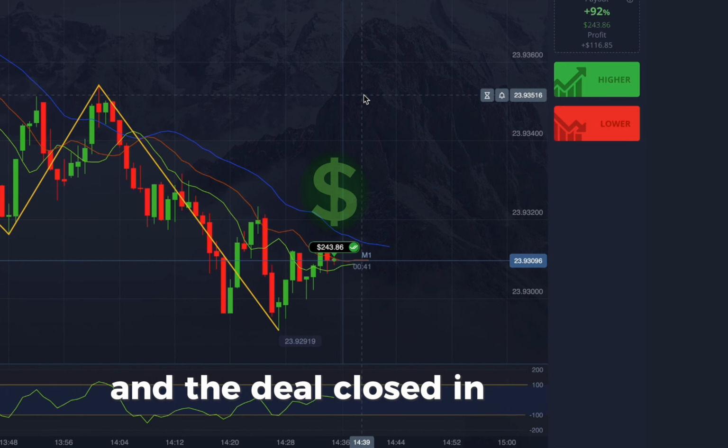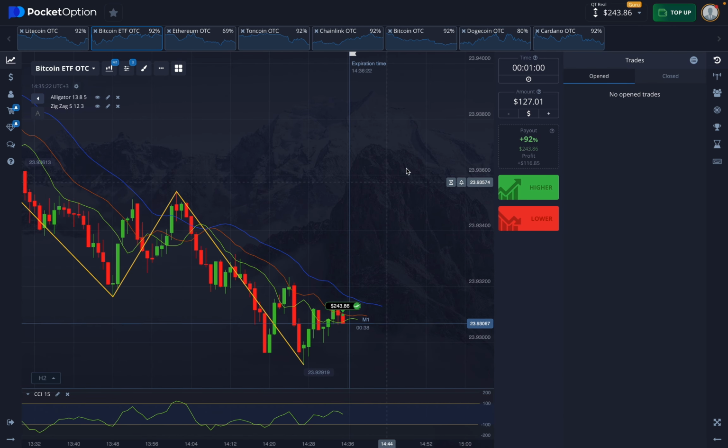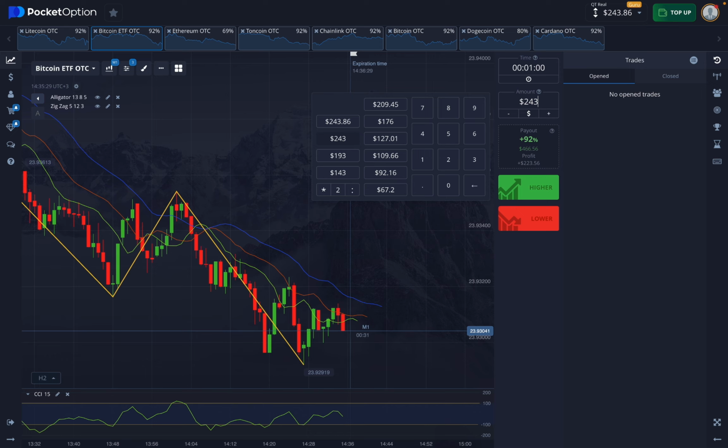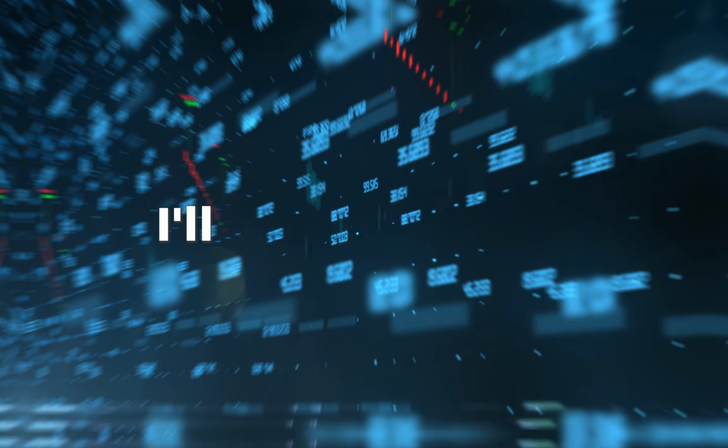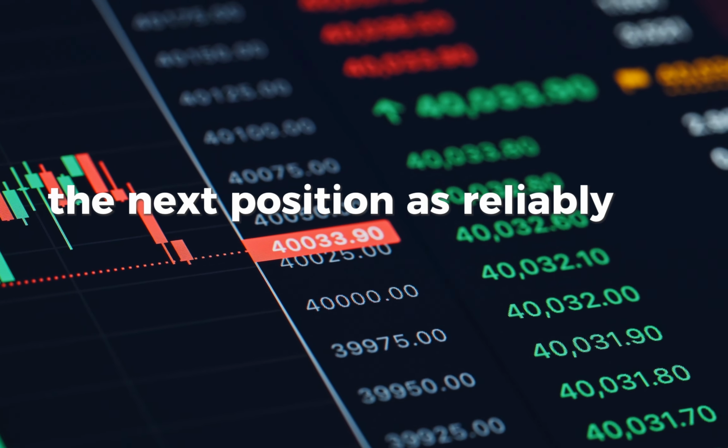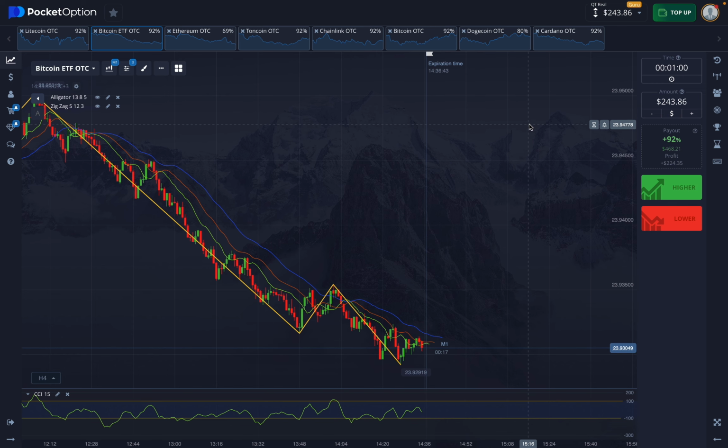And the deal closed in profit. Great, let's take another chance. I'll probably open the next trade with the maximum amount of my balance, and the future profit should work out well for me. I'll aim to choose the next position as reliably as possible, even though I'm risking all my profits again. Let's move on and pick the next cryptocurrency.